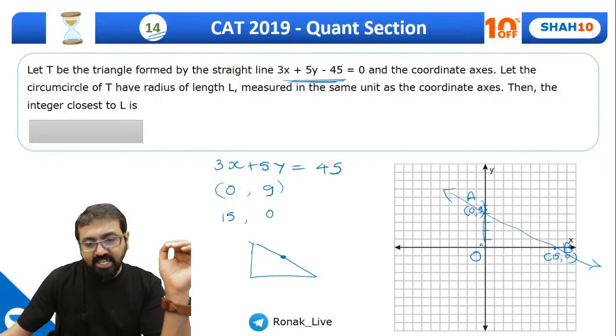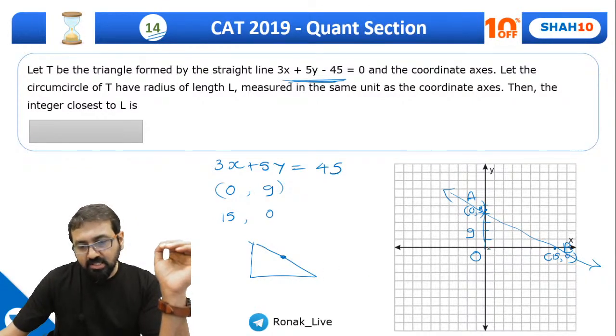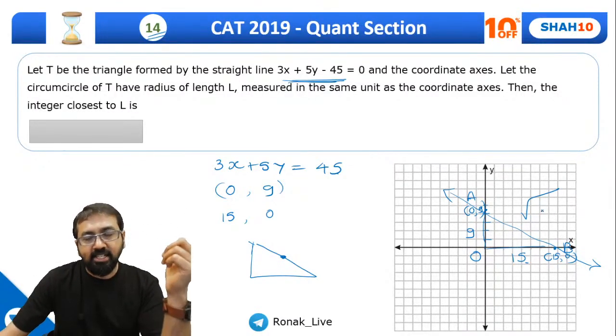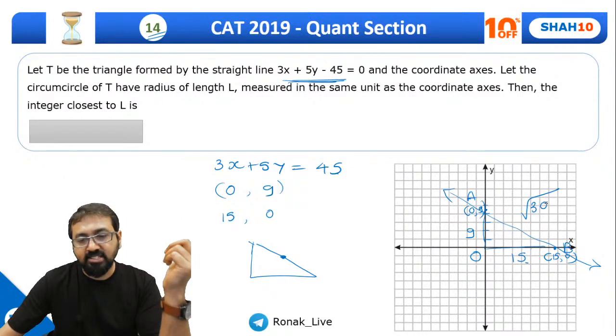Now what is this length? Can I say this is 9? This is, what is this, 15, right? So what will be this value? Under root of 9 square plus 15 square. So 9 square is 81, 15 square is 225, plus 81, it will be 306.